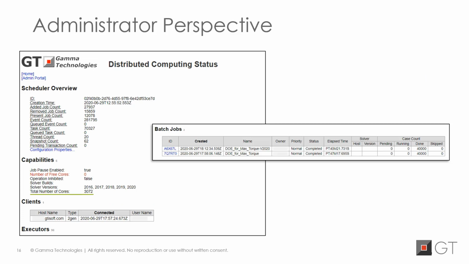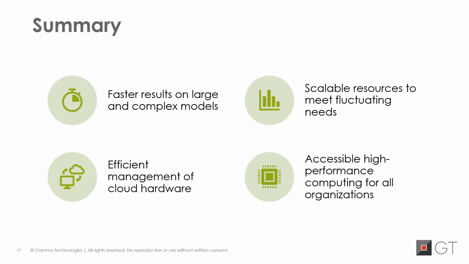And as before, administrators have access to the web interface on the GT side for viewing current distributed computing status, managing clients, and running jobs. In summary, our new on-demand cloud solution can provide faster results on large and complex models. It allows for scalable resources to meet fluctuating needs while having efficient and hands-off management of cloud hardware, and provides accessibility to high-performance computing to all organizations, big and small.